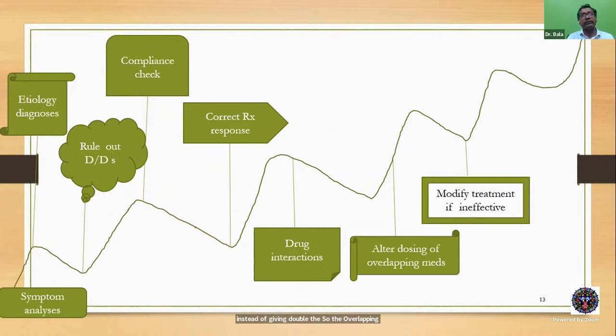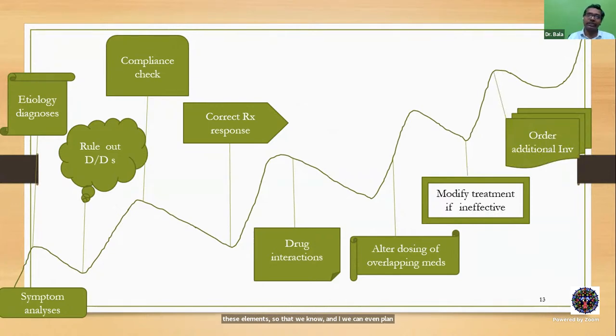And sometimes our treatment is ineffective because there could be so many variables in the compliance or our etiological diagnosis, or we could have not reached a correct therapeutic dose effect. All those things have to be factored in. So we may modify the treatment if it is ineffective, before which we need to ask a detailed history of all these elements, so that we can even plan additional investigations like polymerase chain reaction or a vitreous biopsy in non-responding cases. To do all this in a correct, focused manner, detailed history taking is very, very crucial.